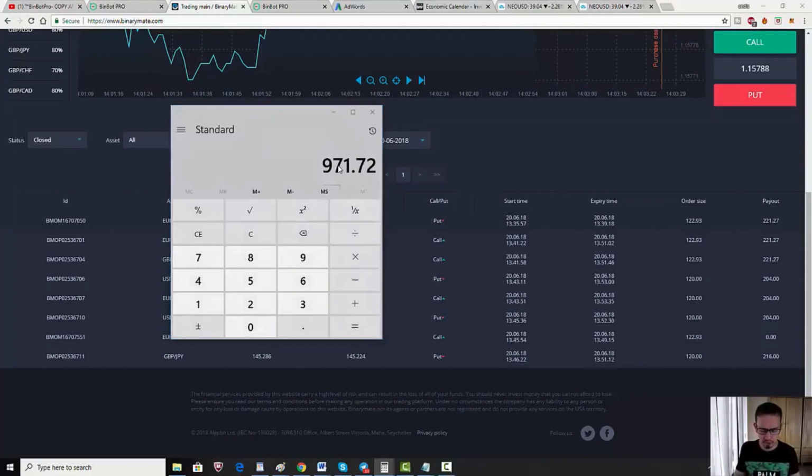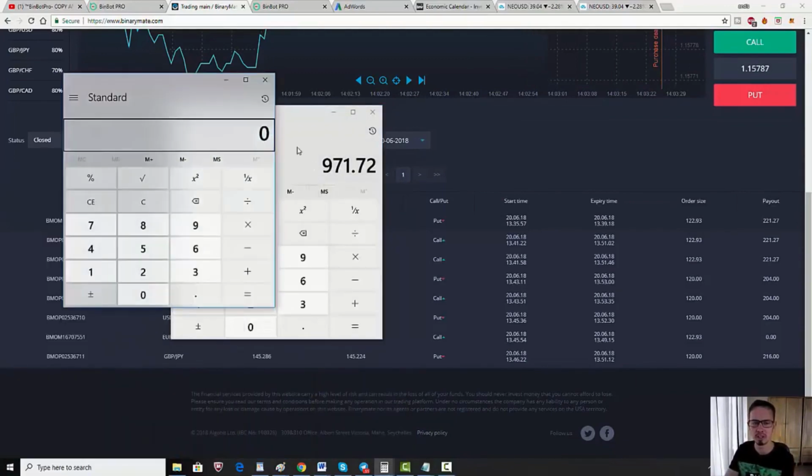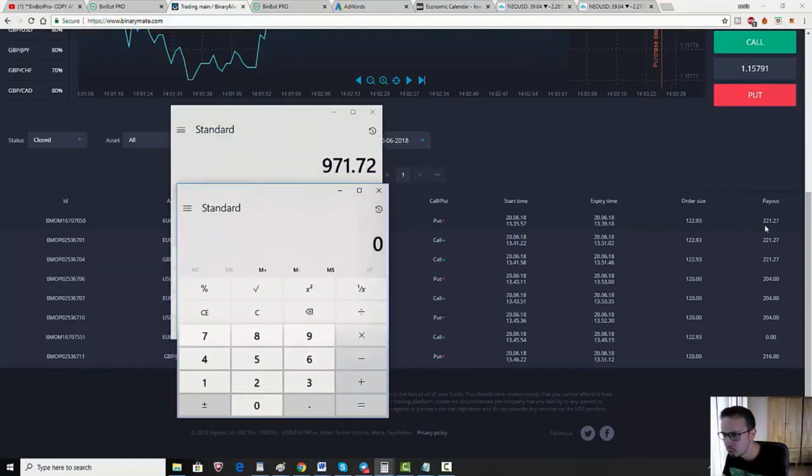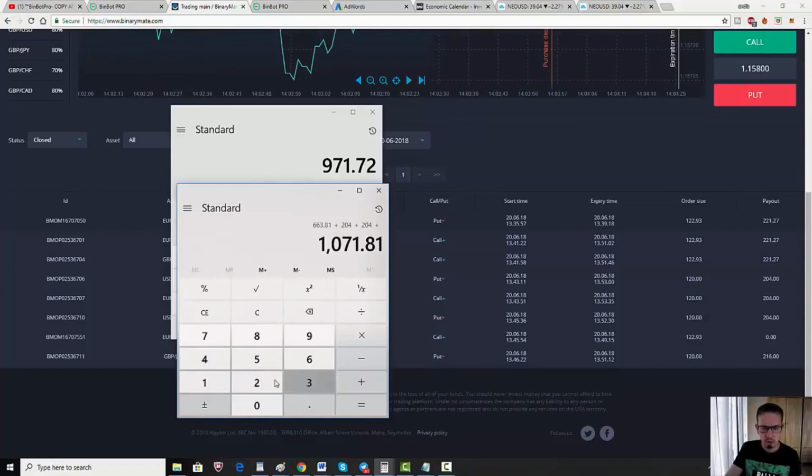So let's calculate our total profit. Let's do another calculation. So let's open the calculator here again. And the payout was 221, 3 times. As you can see, different currency assets have different payouts. So 221.27 multiplied by 3. 1, 2, 3. Okay. Then plus 204, 204, 204, 204. And that is a loss, so we get nothing for that.